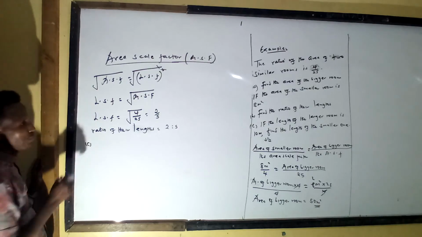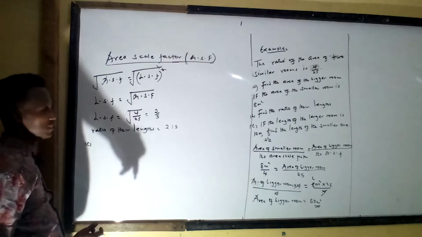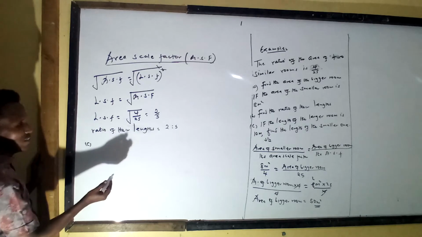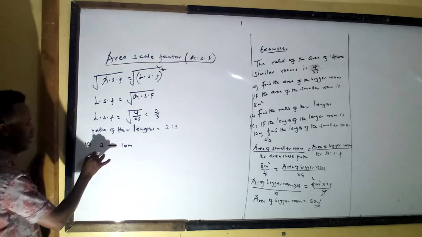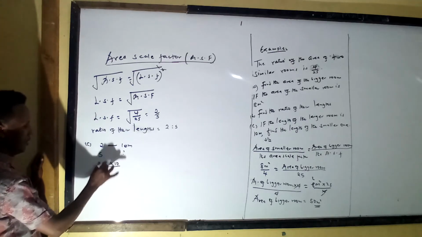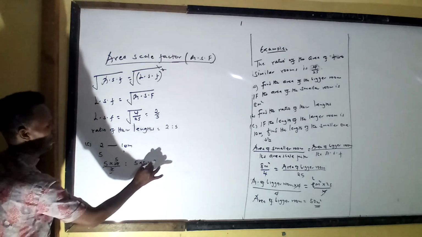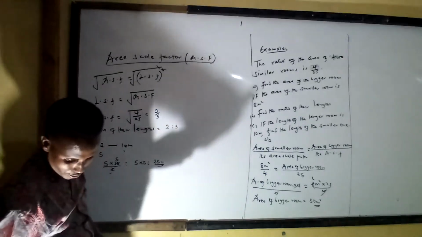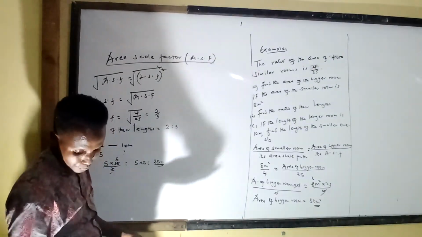Then question C, you're told if the length of the larger room is 10 meters, find the length of the smaller. This is very easy. If 2 is equal to 10 meters, then what about 5? It will be 5 times 10 divided by 2, 2 into 10 is 5. So that will give me 5 times 5, which is 25 meters. So that's how you're going to solve such a type of question in your national exam.